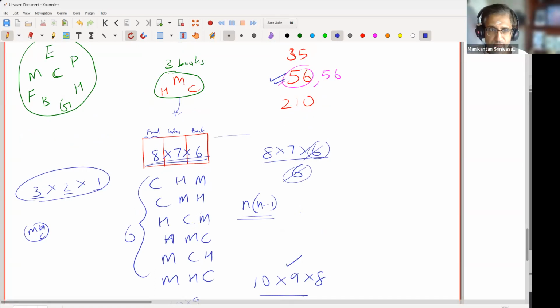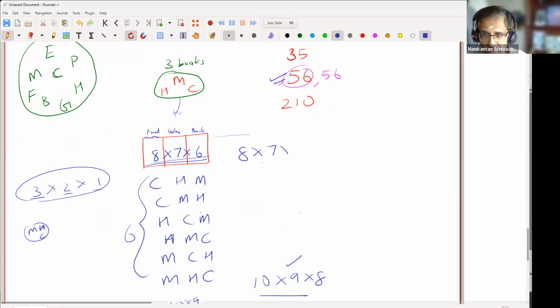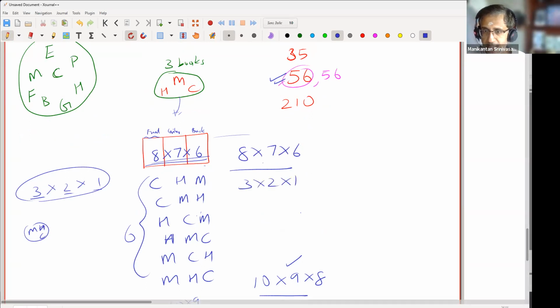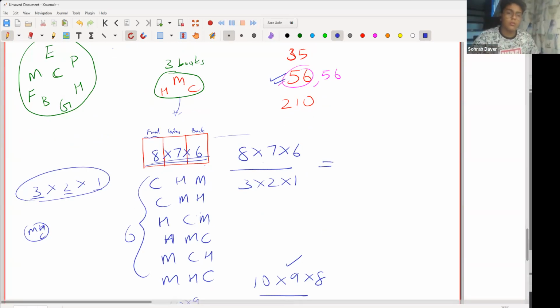So this, in fact, that's exact. I'm not even going to cancel this 3 into 2 into 1. I will just write it as 8 into 7 into 6 by 3 into 2 into 1. I'm not going to cancel it. I'll just write it like this. So this is what is called 8 choose 3.